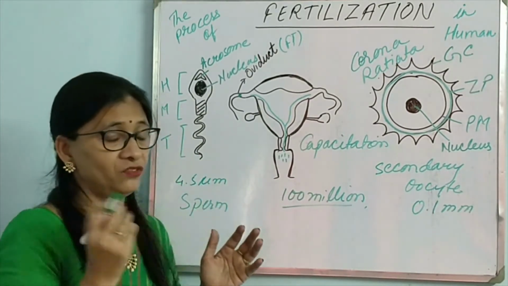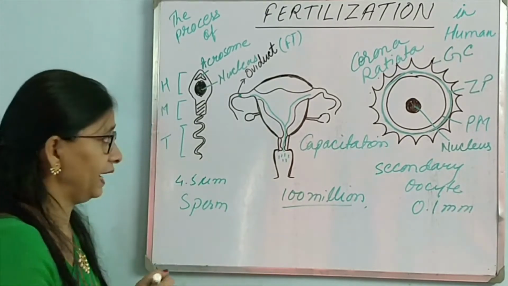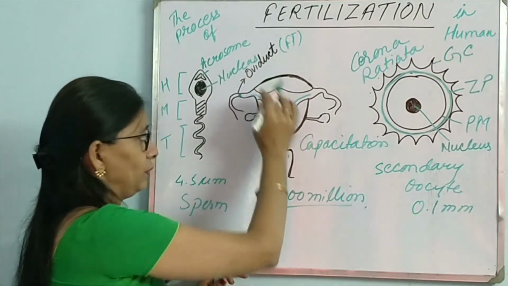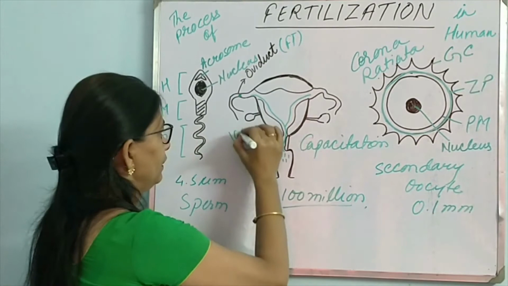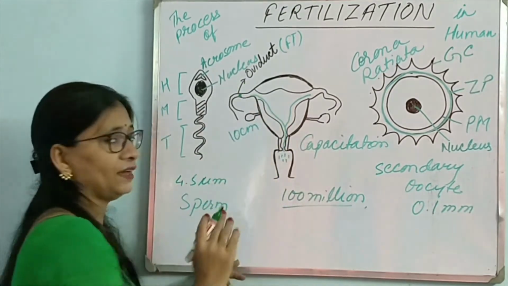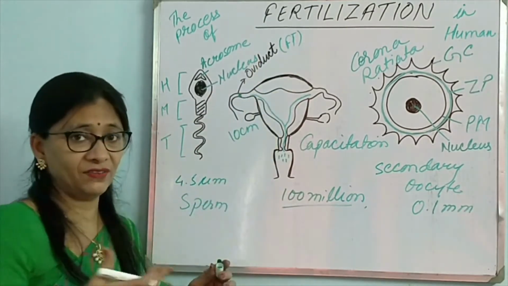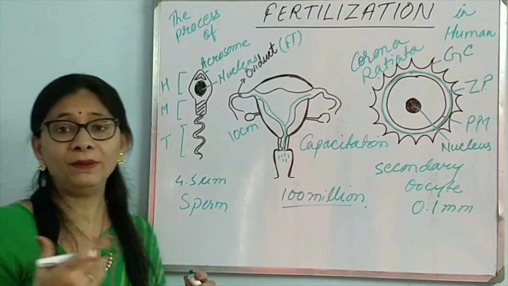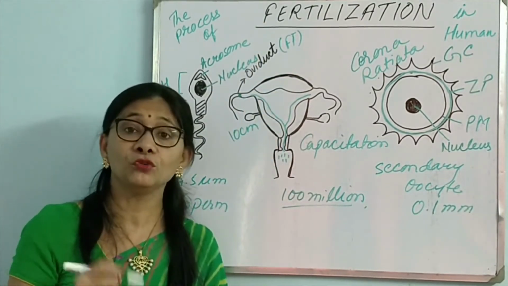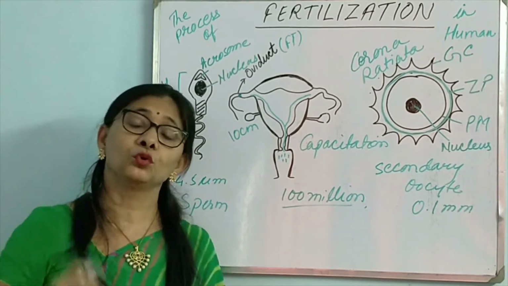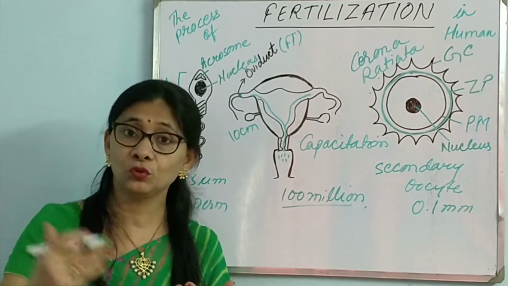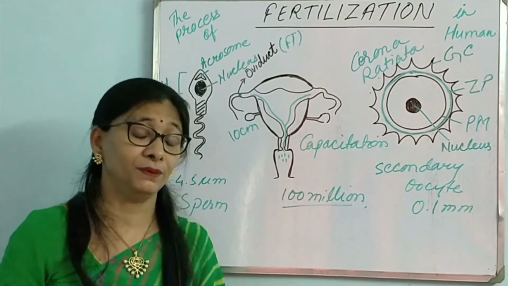Just remember the size. The size of the sperm is very small, 4.5 micron, and the distance it has to travel is around 8 to 10 centimeter. The uterus itself is 7 centimeter in length. It will be like you are swimming from here right up to Gujarat, in a dense medium.